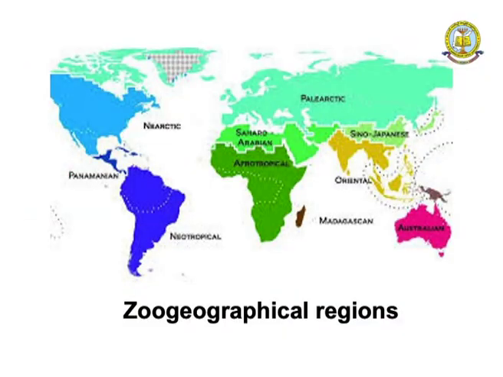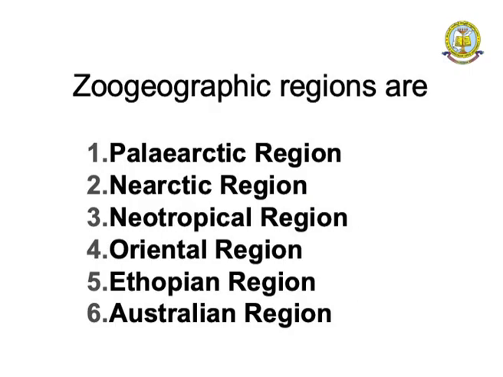So we'll have a look at these animals which have been specific, and some are even endemic to these areas. Having a look at the different zoogeographical regions, there are 6 major regions. Starting with the first one, it is the Palaearctic region. The second one is the Nearctic region, then the Neotropical region, Oriental region, Ethiopian region, and Australian region.